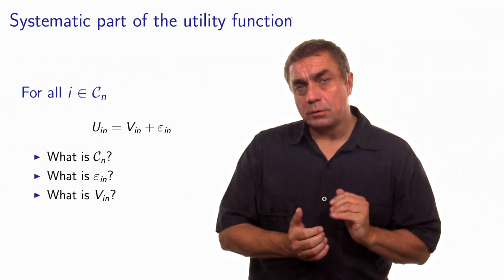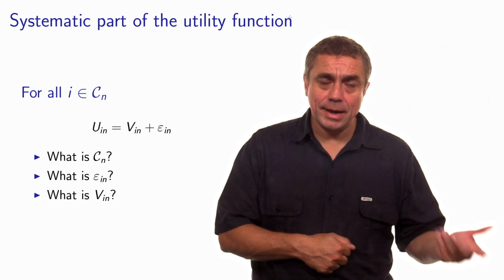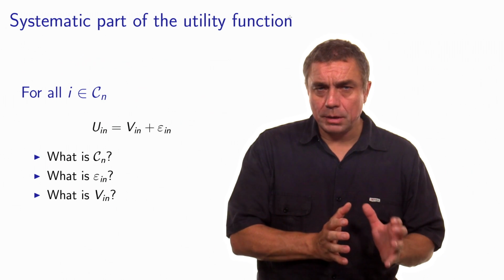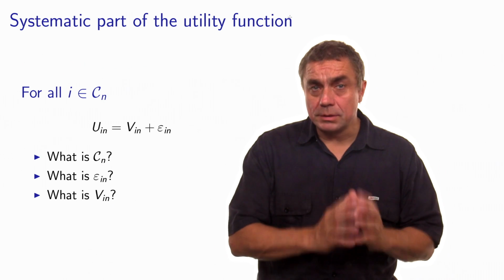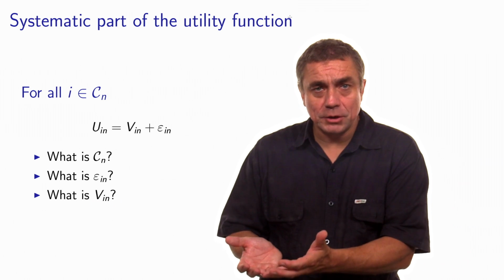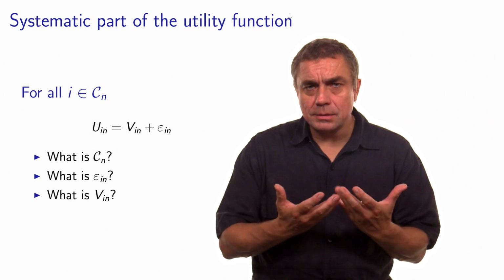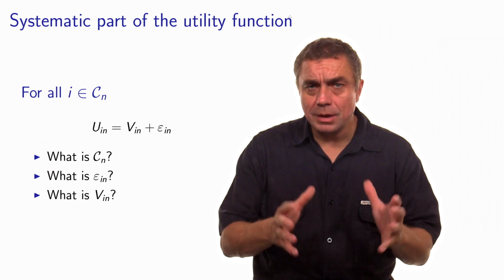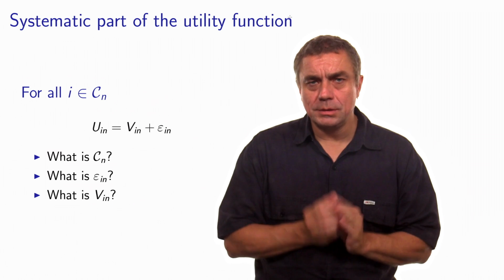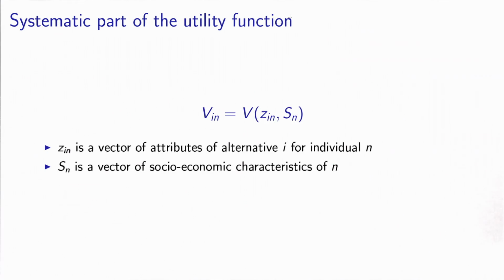And now we will focus on the last part, the deterministic part of the utility function, V_in. And this is an important part because this is where we will translate our behavioral assumptions about the choice into mathematical expression. So what we will try to do in this video is to get a sense of how we can code our assumptions using this V_in function. So this function, V_in, is actually a function of the variables that we are considering.